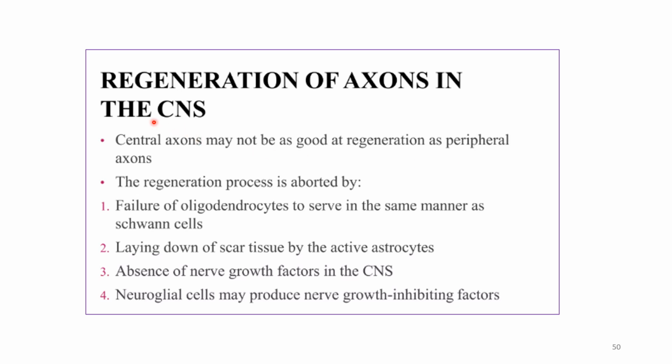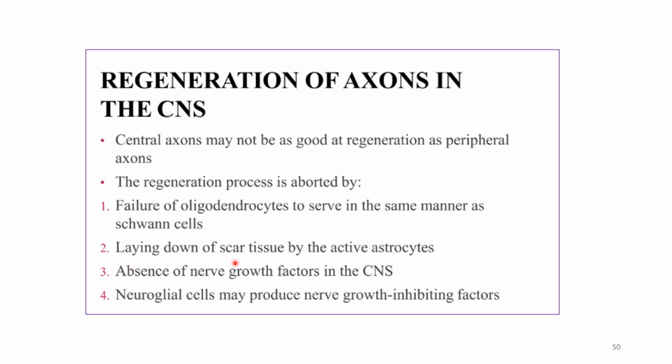Now coming to the regeneration of the axons in the central nervous system. The central axons are not as good for regeneration as the peripheral axons, if you compare. Why? The regeneration process is aborted by what mechanisms? That is failure of oligodendrocytes to serve in the same manner as Schwann cells. So oligodendrocytes won't secrete any growth promoting factors and won't form Bungner bands.